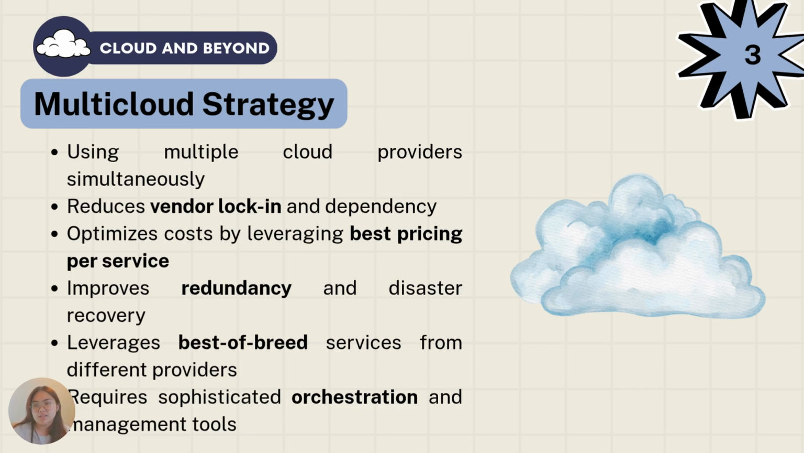Next one, optimize costs. Since different cloud providers have different pricing models, you can use Azure for AI services because that's where they're good, or AWS for your general compute because that's much cheaper. And maybe Google Cloud for data analytics. So this best-of-breed approach saves money because you can choose a cloud provider that you think will give you more benefits rather than just sticking to one.